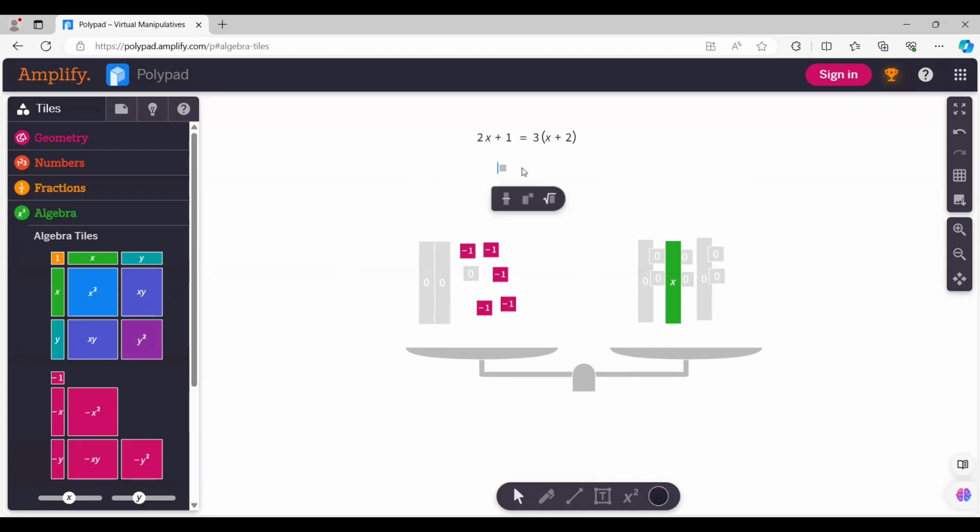So our answer is x is equal to negative 5. So this is how we solve this equation by using the Polypad. Okay, that's all for this question. Thank you.